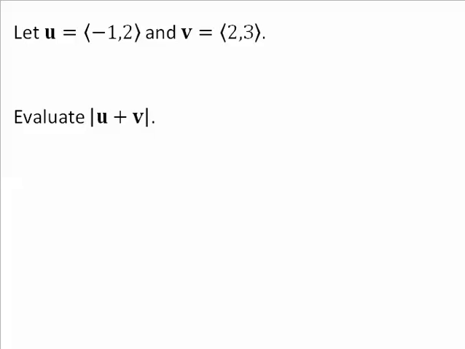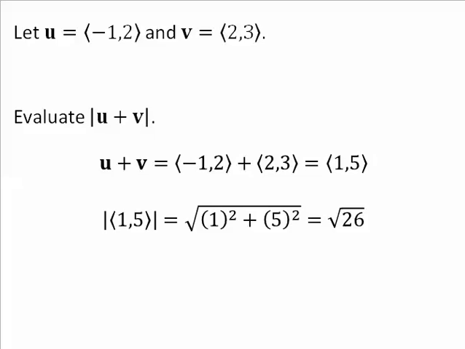Let u be -1, 2, and let v be 2, 3. Evaluate the magnitude of u plus v. First we find u plus v. u plus v is equal to 1, 5, and its magnitude is the square root of 26.